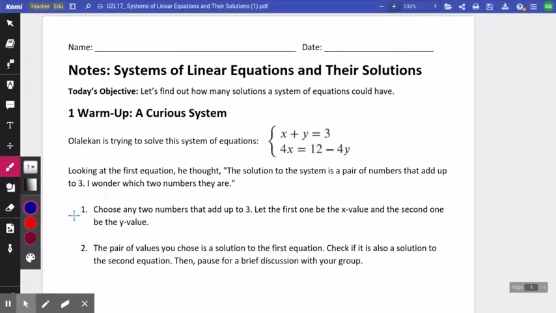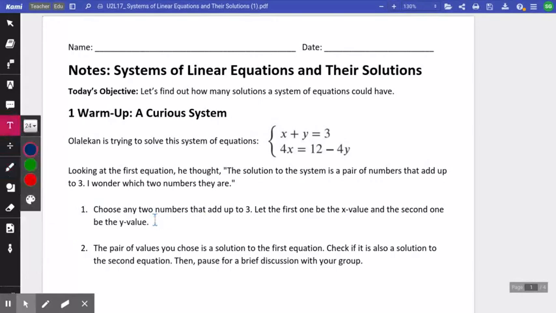In a moment, you're going to go ahead and pause the video and look at numbers 1 and 2. Number 1 says choose any two numbers that add up to 3. Let the first one be the x value and the second one be the y value. And then once you've chosen your pair of numbers, the pair of values you chose is a solution to the first equation because it's a pair of numbers that add up to 3. Check to see if it is also a solution to that second equation. And then you'll pause for a brief discussion with your group. So go ahead, pause the video now and try questions 1 and 2.